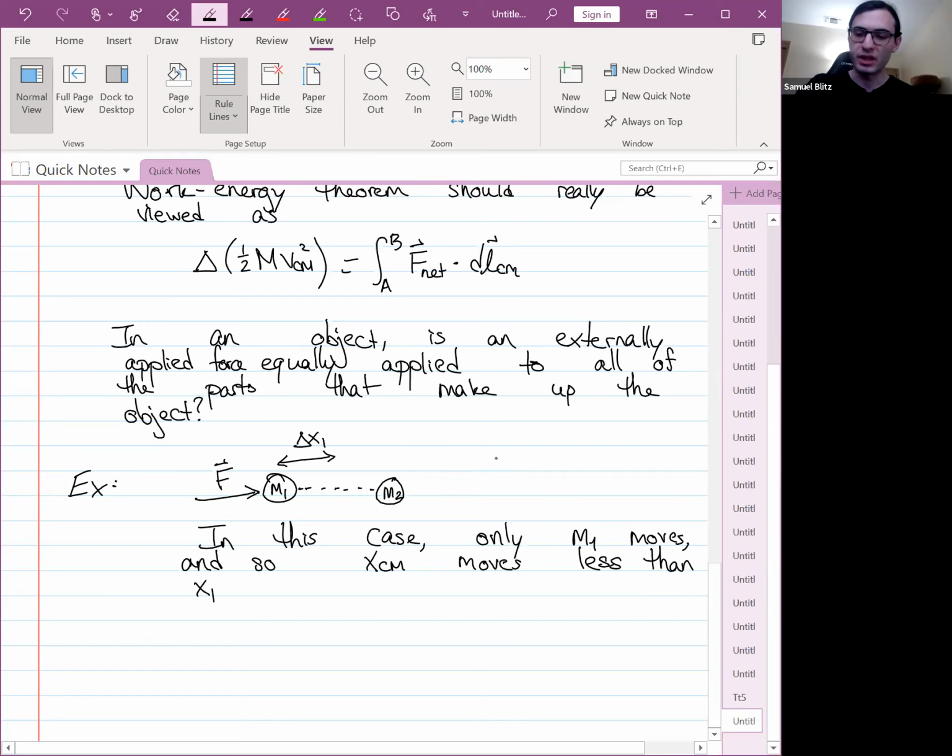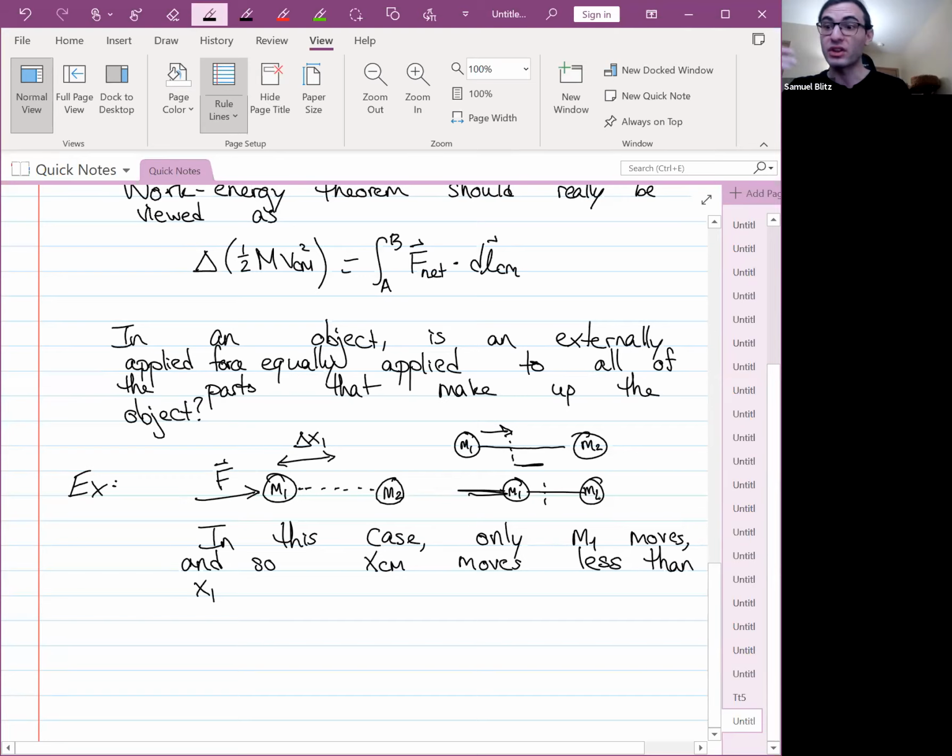If the center of mass was, say, here, and then this particle moves a little bit over to the right, now the center of mass will be, say, here, but it didn't move as far as m1 moved itself. And that's because the center of mass is between m1 and m2. So this is just to say that the force that you apply to mass 1 causes less of a change in velocity on the center of mass than it causes a change in velocity on mass 1.